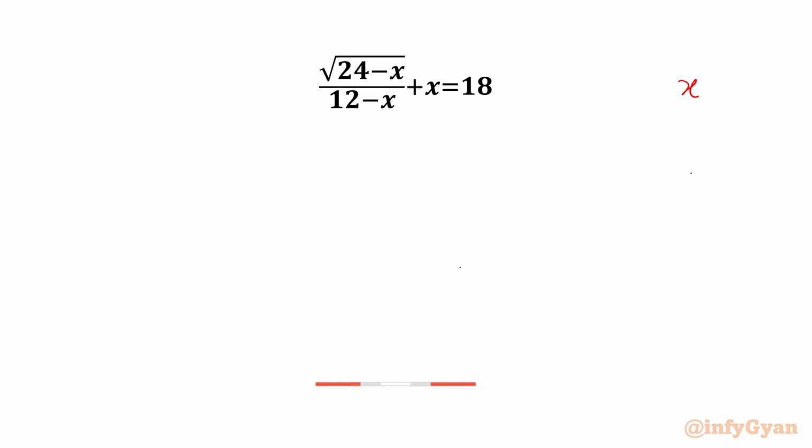Today in this video we have one tricky radical equation which we have to solve for the real values of x. So let's get started by writing denominator cannot be 0. So 12 minus x cannot be 0. x cannot be equal to 12.